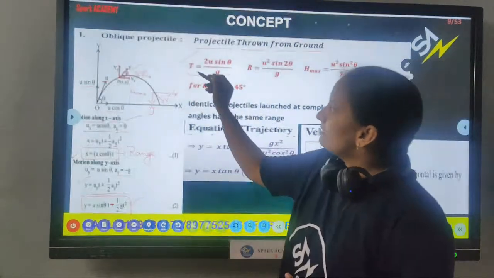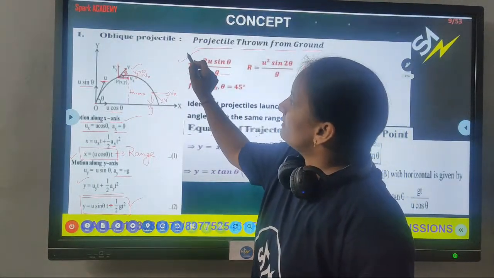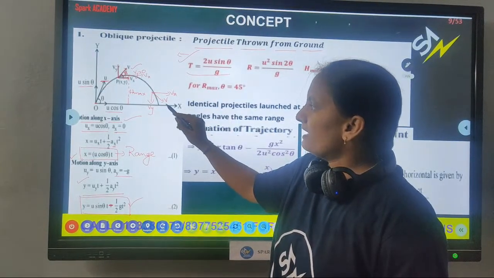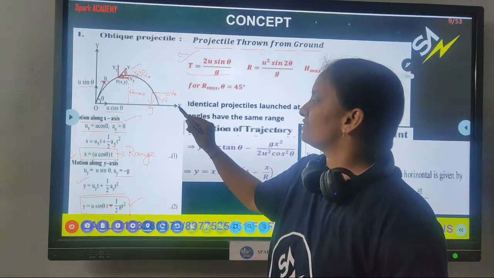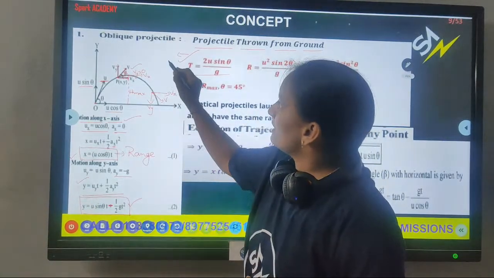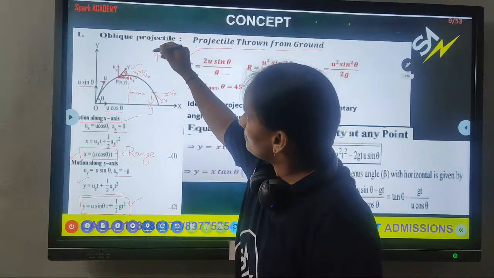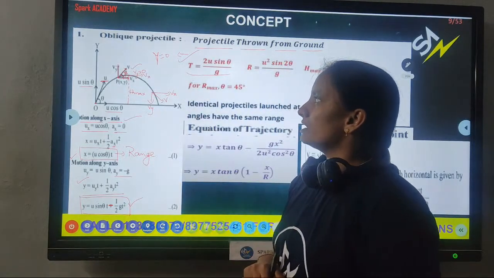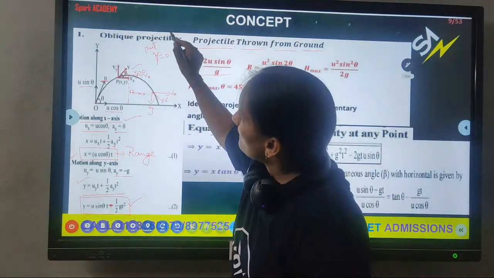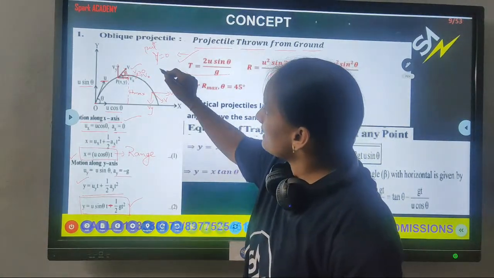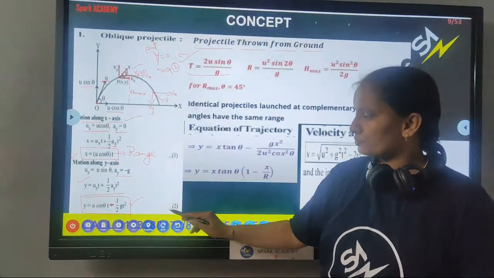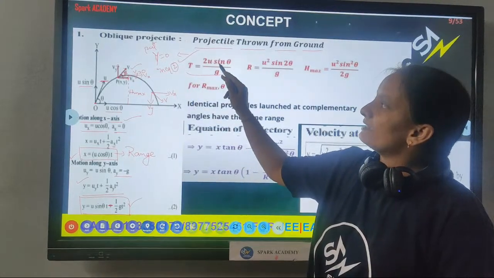Let me say one trick here. When it reaches the ground, it can have only horizontal distance and there is no vertical distance. So we can keep y is equal to 0. Vertical distance is 0 when it reaches the ground. So put y is equal to 0 in equation 2. By putting y equal to 0 in equation 2, we can find the time of flight as 2u sin theta by g.